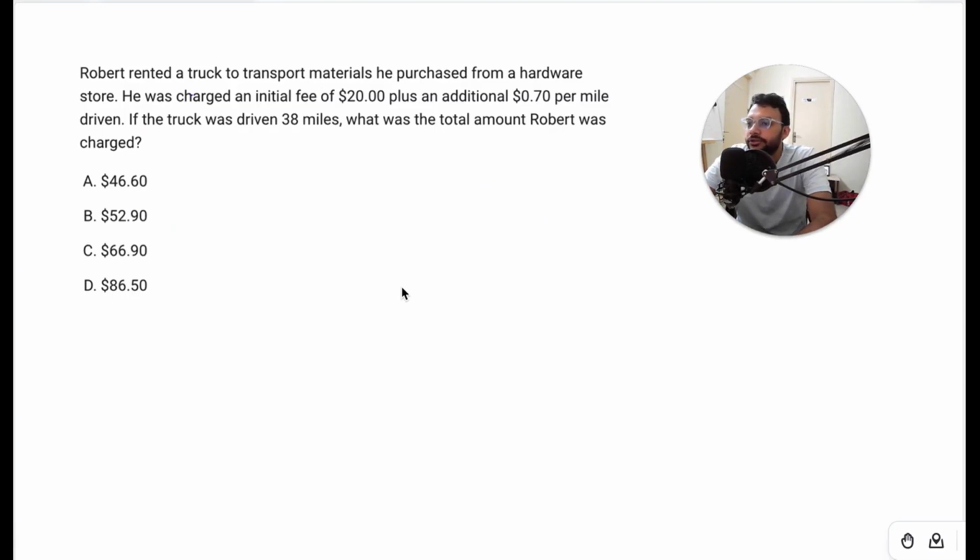Robert rented a truck to transport materials he purchased from a hardware store. He was charged an initial fee of $20 plus an additional $0.7 per mile driven. If the truck was driven for 38 miles, what was the total amount Robert was charged? Okay, so if we were to write the expression for the total amount, say I represent it with TA, total amount is equal to the initial fee 20 plus, let's say if he drives n miles, it will be 0.7 n. This is the expression for the total amount.